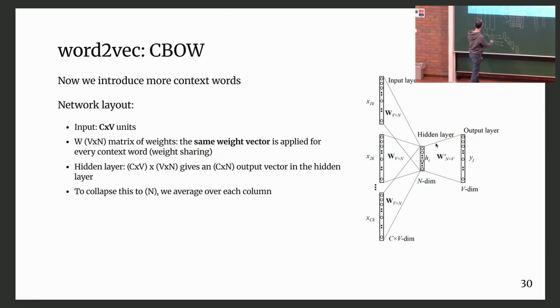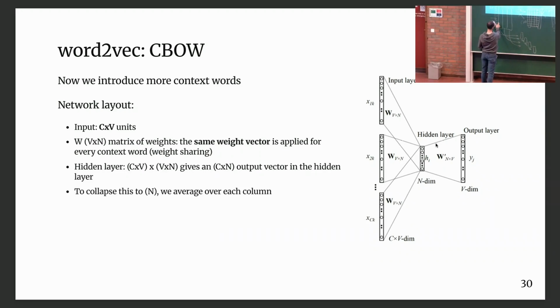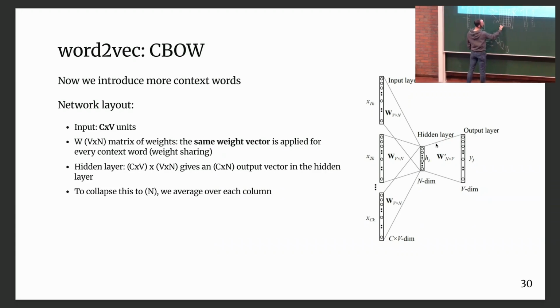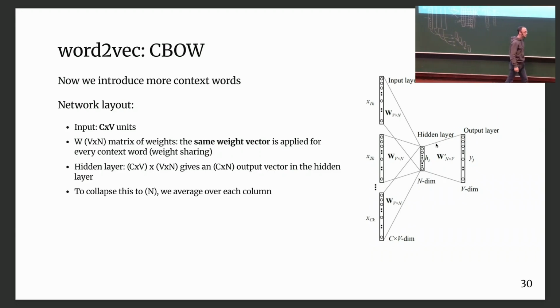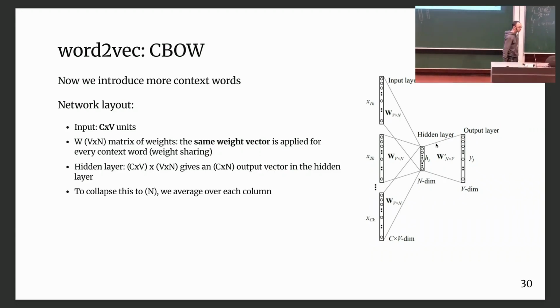And now you see that it does not matter if we swap around the columns in this input. We swap around the columns in this matrix that we generate here, but since we average them down anyway, they will become the same vector there. So with word2vec, the order of context words does not matter.